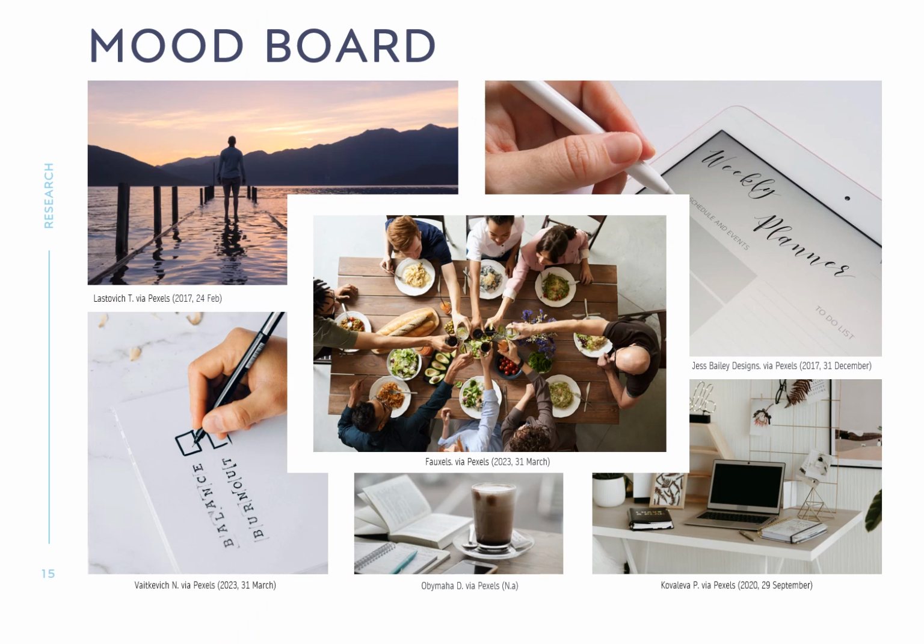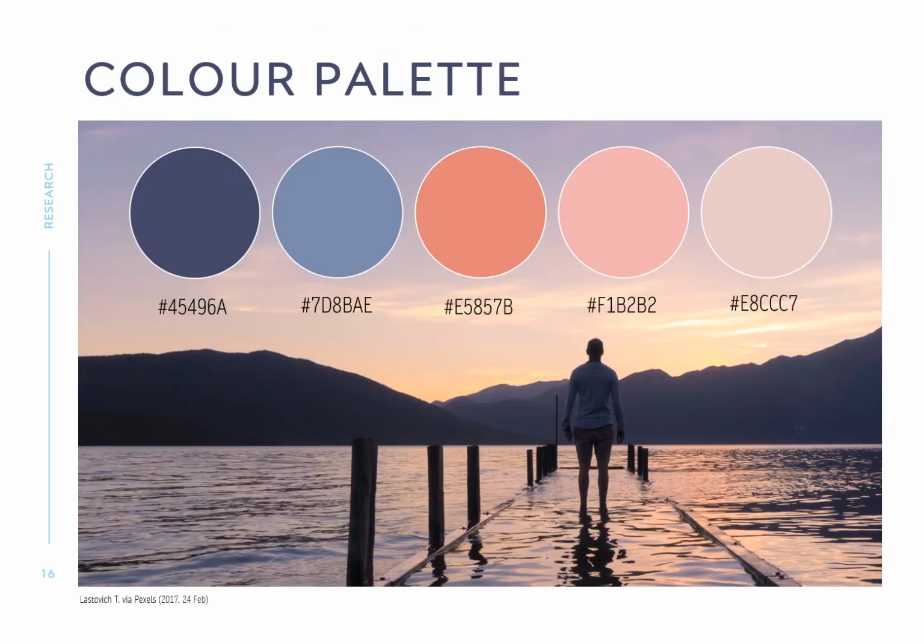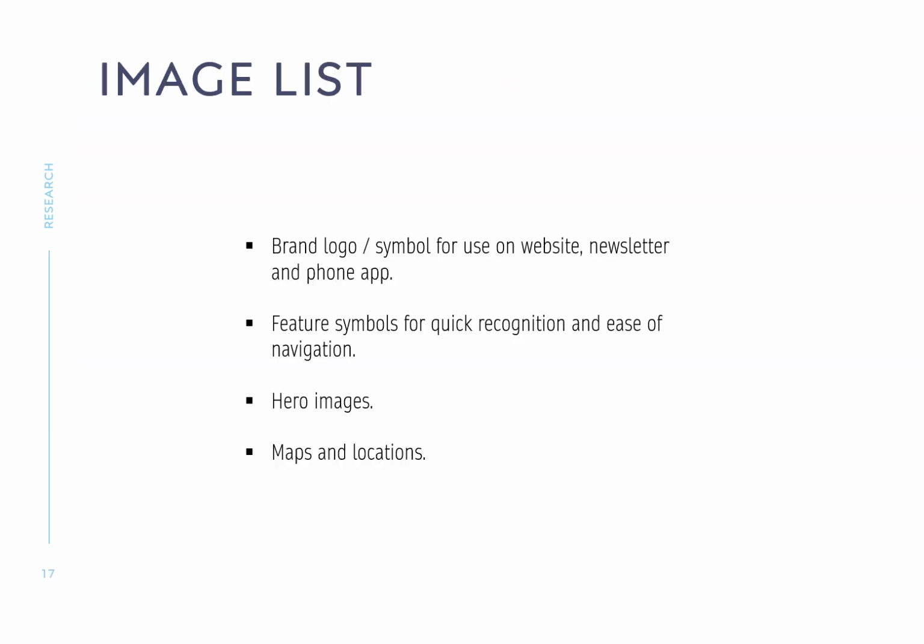My mood board is trying to convey the ideas of relaxation through organization, but also in a very social environment. I opted for a fairly muted color palette that ranged from the neutral towards the masculine. The only real imagery I need for my website will be the hero images, which I can find through free websites like Pexels. Everything else is more logos and feature symbols.